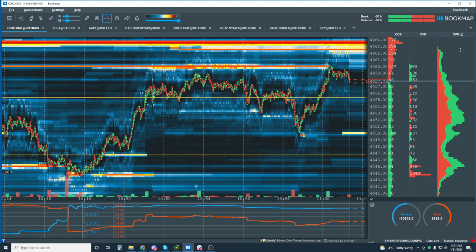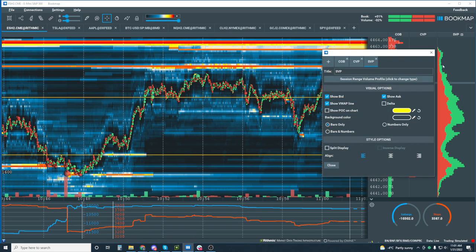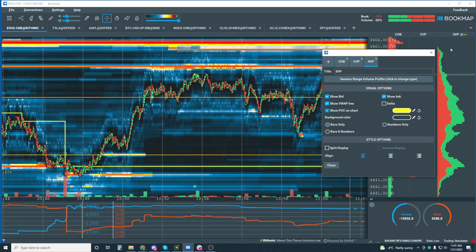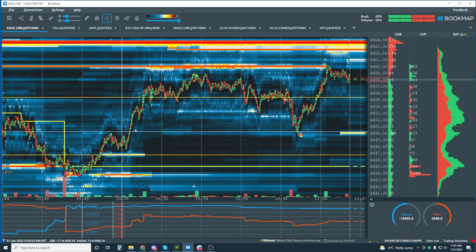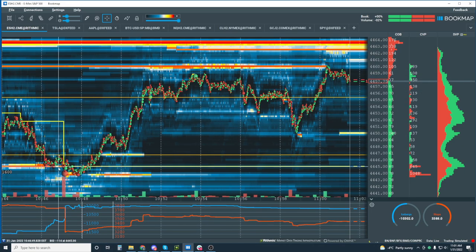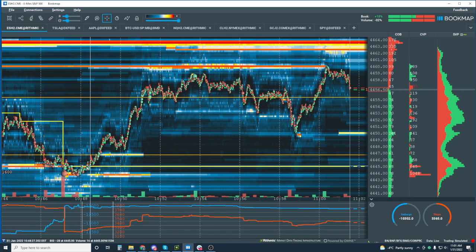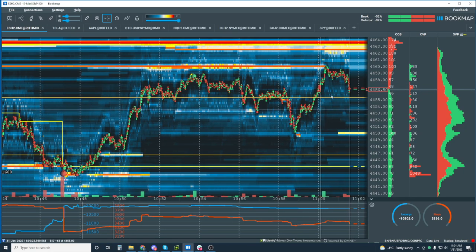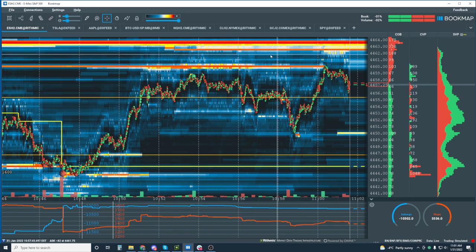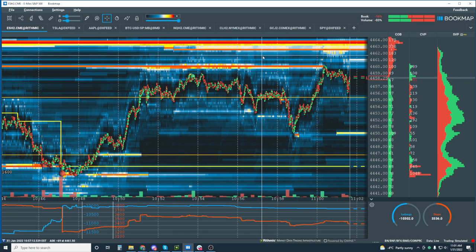Let's turn on our point of control as well, back to a value area. That's another thing to take a look at. It's related to clusters, but it's also just the volume point of control is way down here. So you can get a response of sellers coming back in. Hey, I don't see them yet.